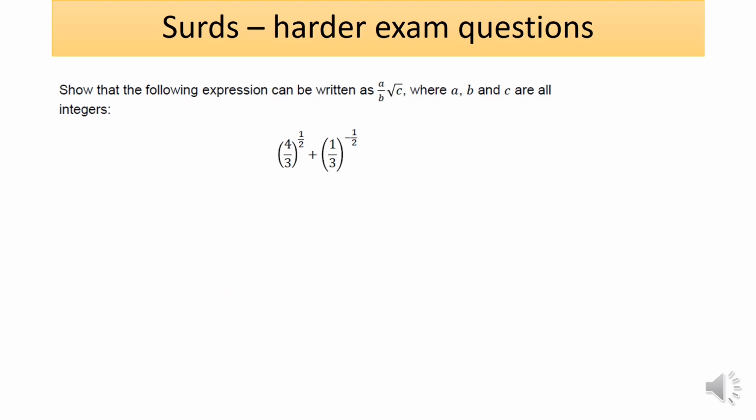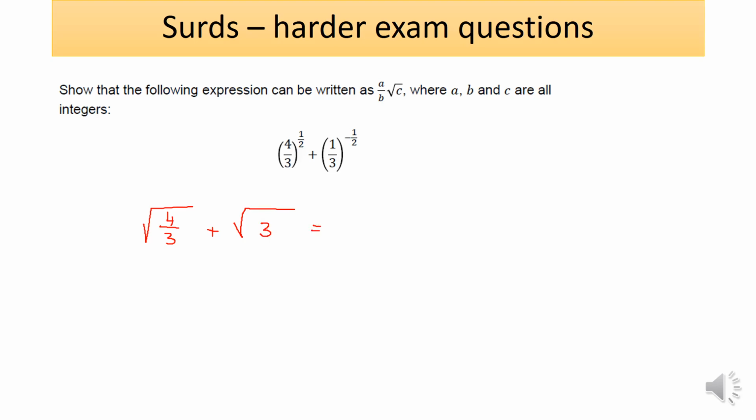In the next question, I've got some fractions involved and fractional powers. Okay, so I know that a power of a half is equivalent to square root. So this first fraction can be written as a square root of 4 over 3. And then the second fraction can be written as the square root. But because we have a fractional and negative power, I need to remember to use a reciprocal. So that means instead of 1 over 3, I'm going to use just 3.